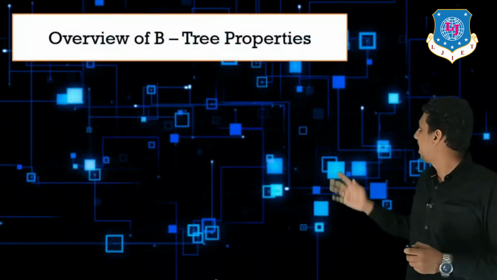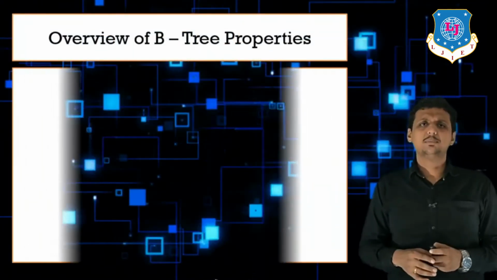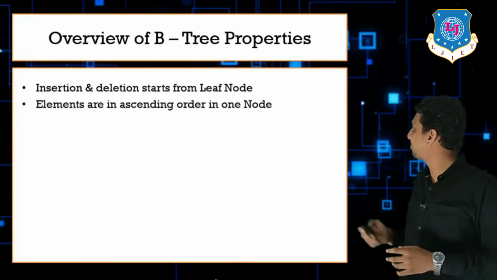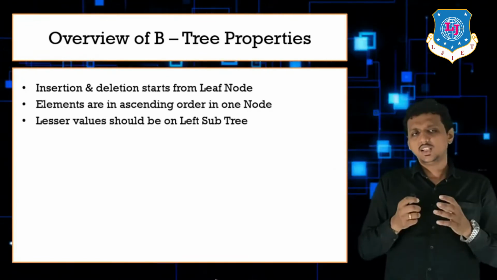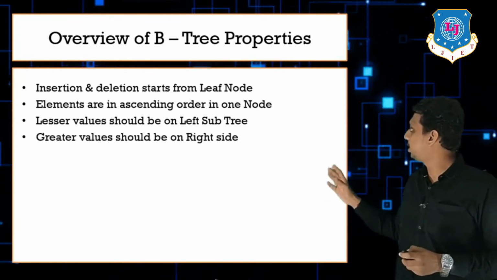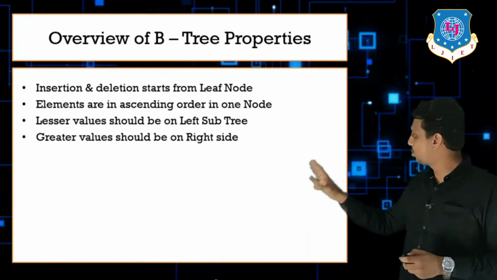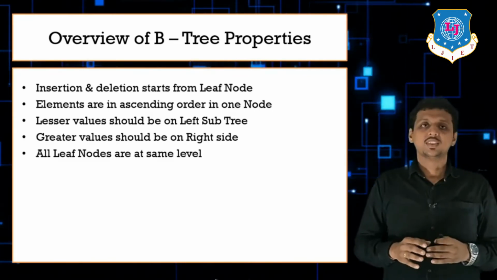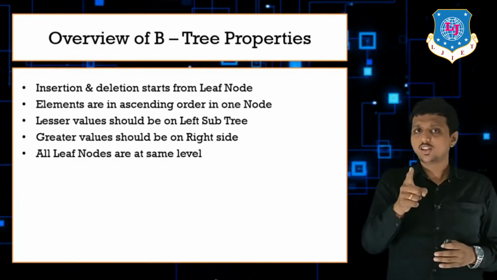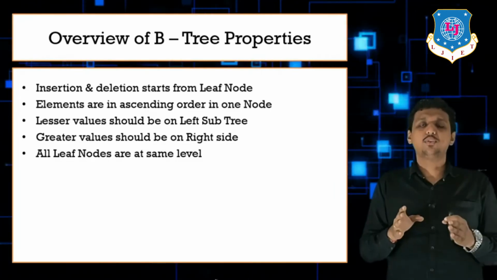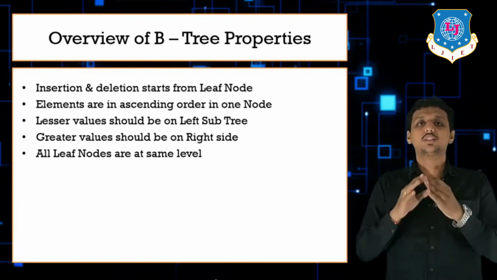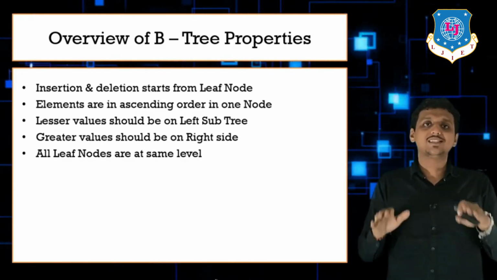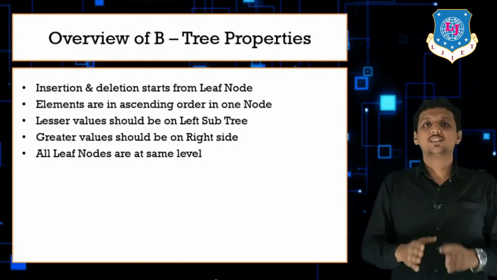Now, here is an overview of the B-tree properties. The first property is that insertion and deletion start from the leaf node. Then, the lesser values of a node are situated on the left side and the greater values on the right side. Then, all leaf nodes are at the same level. After performing insertion or deletion in a B-tree, all leaf nodes remain at the same level, so there is no chance of an unbalanced tree, because a B-tree is always a balanced tree.